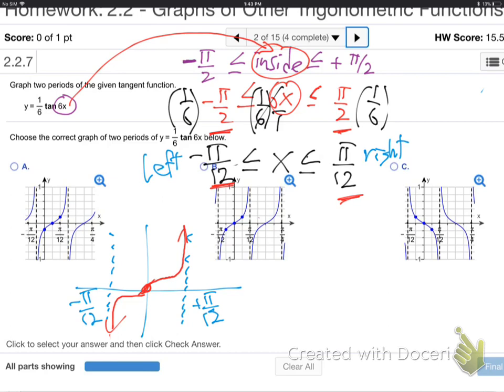So minus pi over 12 and positive pi over 12, we got the snake in between there. So which one of the graphs does that? C.